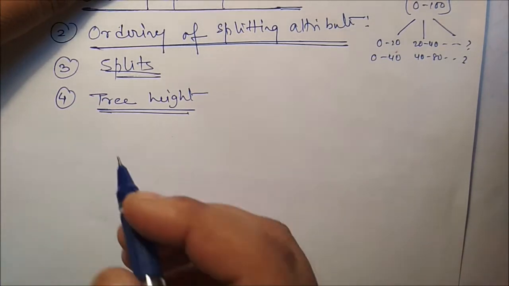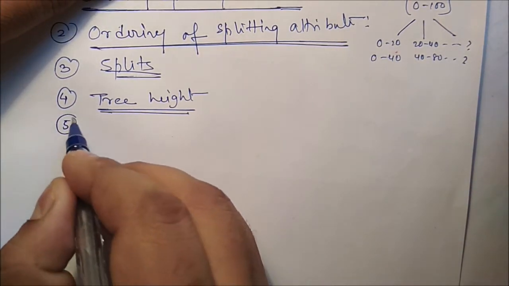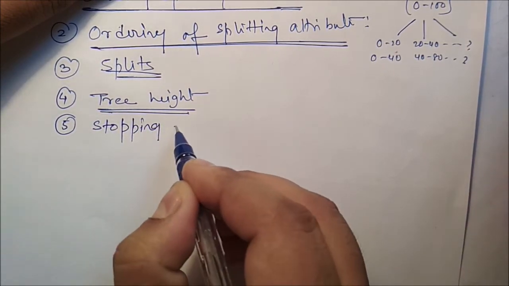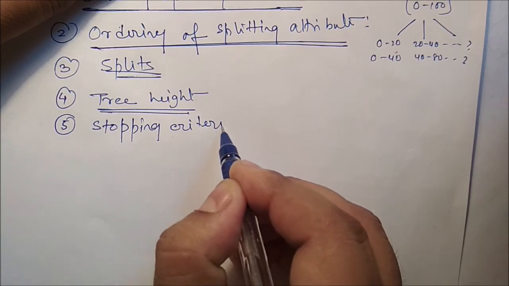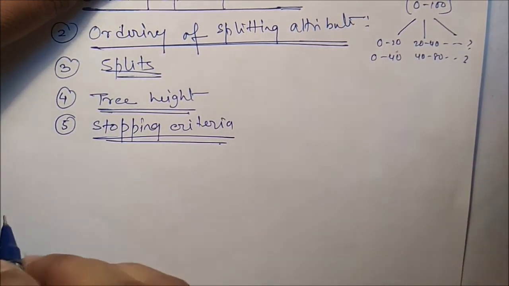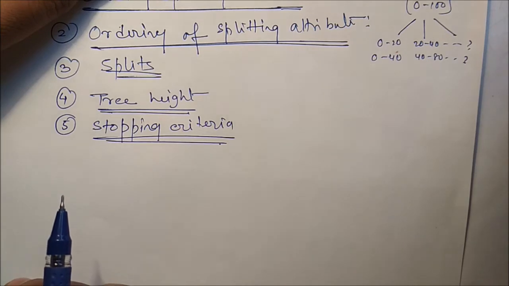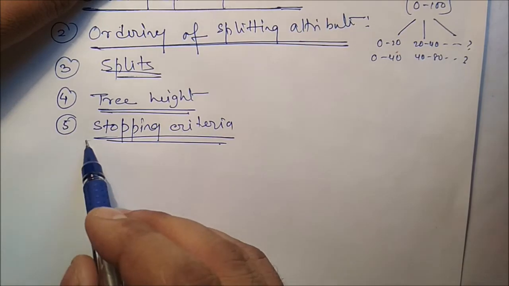Next is stopping criteria. So the creation of the tree definitely stops when the training data are perfectly classified. There may be situations when stopping criteria would be desirable to prevent the creation of a larger tree. Now there is a trade-off between accuracy and performance of the classification. Okay, so stopping criteria is important.